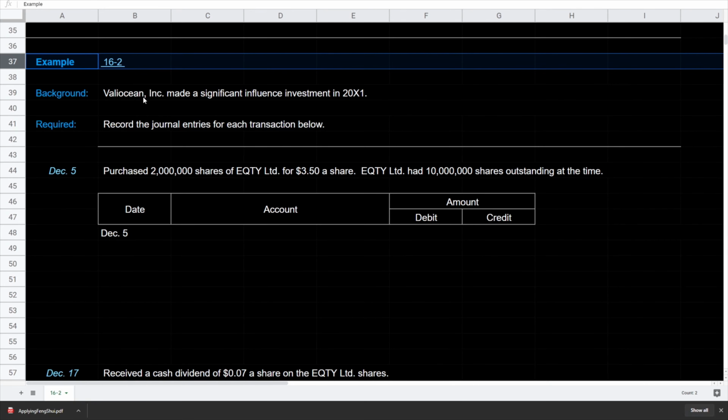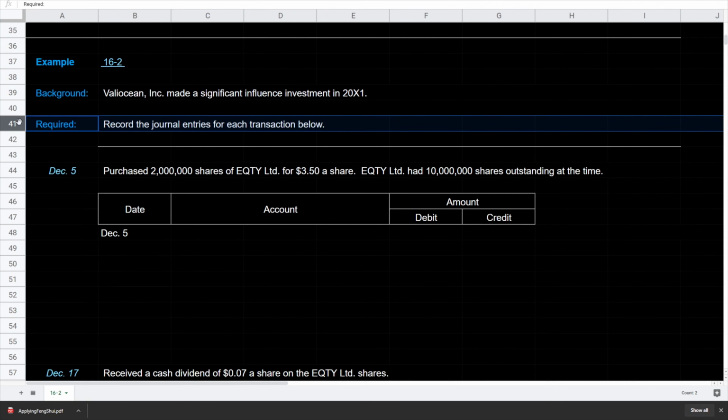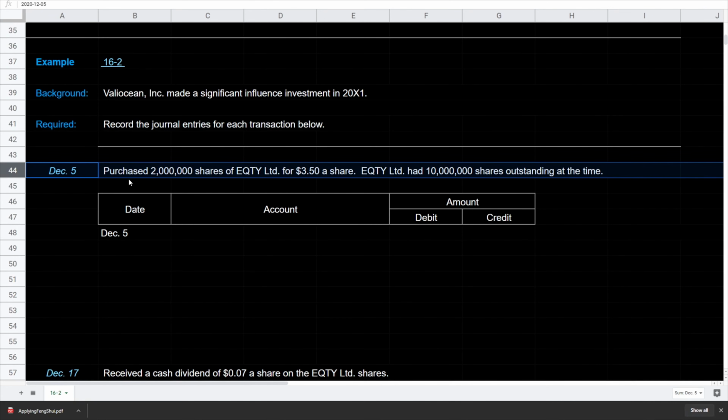Let's take a look. This is example 16-2. And in this example, Valley Ocean Inc. made a significant influence investment in 20X1. We are required to record the journal entries for each transaction below. On December 5th, they purchased 2 million shares of EQTY Limited for $3.50 a share. So EQTY would be the investee. EQTY Limited had 10 million shares outstanding at the time.